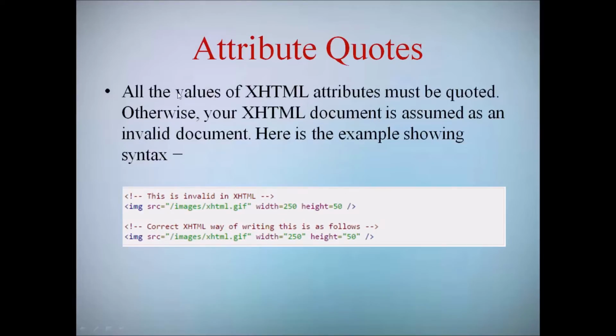Attribute quotes. All the values of XHTML attributes must be quoted, otherwise your XHTML document is assumed to be an invalid document. Here is the example showing the syntax. This is invalid in XHTML, and the correct way of writing this is as follows.